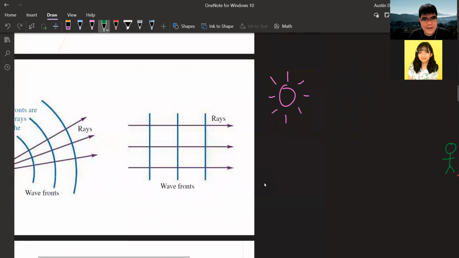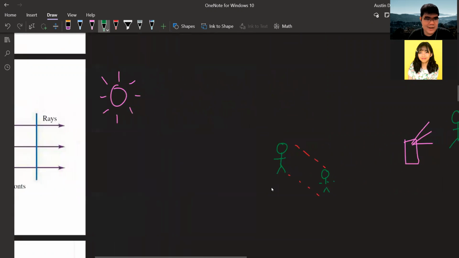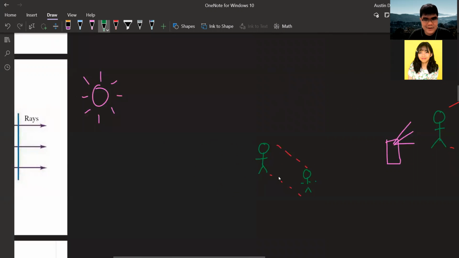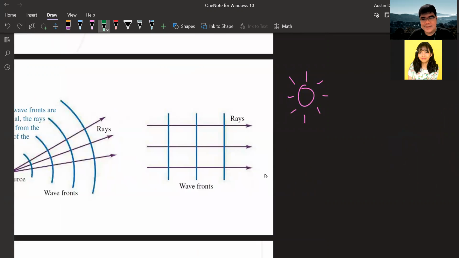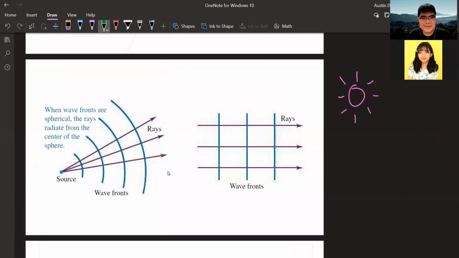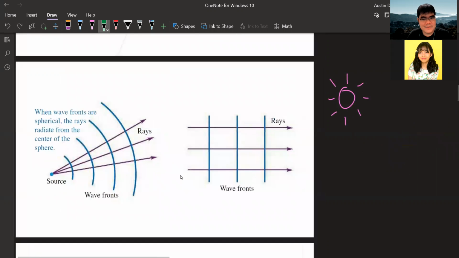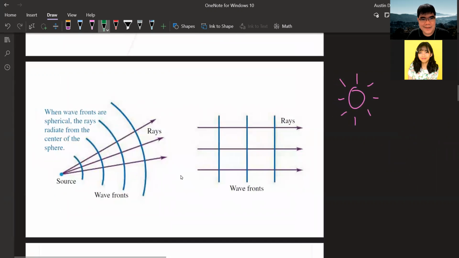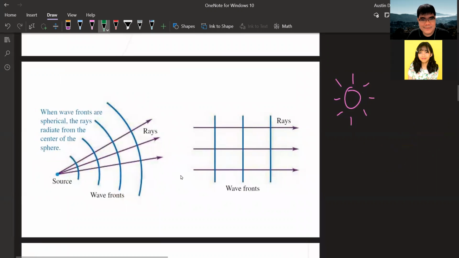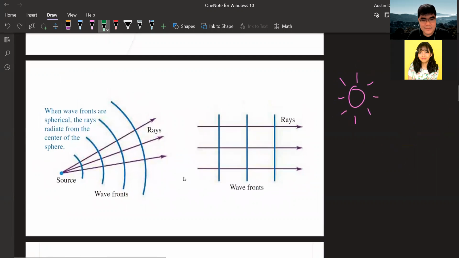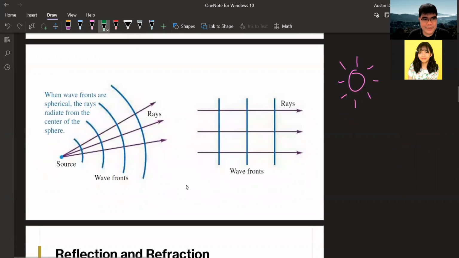Tapos sabi nila, baka ginawa lang ng studio or computer graphics yung parallel rays. Okay, so by that time, hindi pa feasible sa computers yung ganun. So, mas practical magdala ng tao sa buwan kaysa gumawa ng bagong computer.